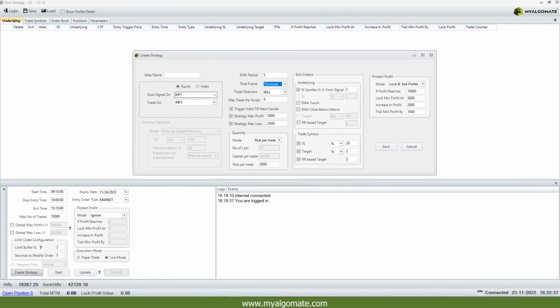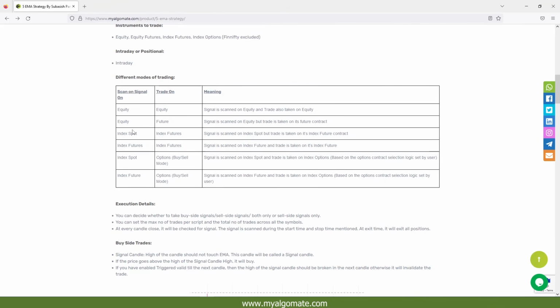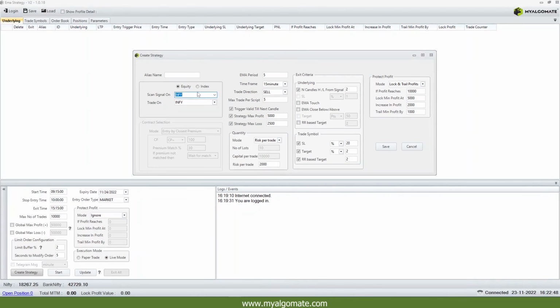Now there are multiple modes available, which I'll show you on the website first. The first mode is equity to equity. It will be scanning the signal on the equity, and it will be trading on the same. So let's say if you select Infosys over here, so scan signal on is Infosys, so it will scan the signal on Infosys, and it will also trade on the Infosys.